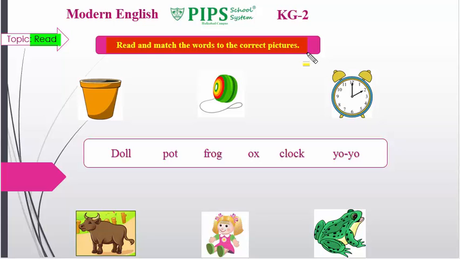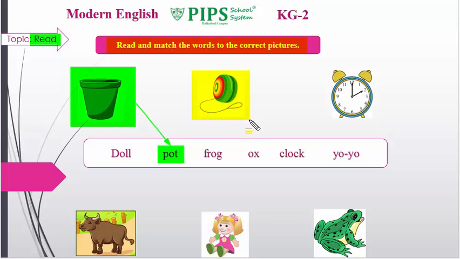Dear students, first of all take your pencil and complete this task with me. The first picture is fort, and here are the spellings of fort. Now we will match the fort with its spelling like this.